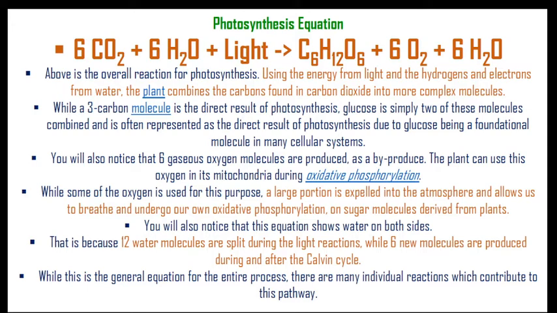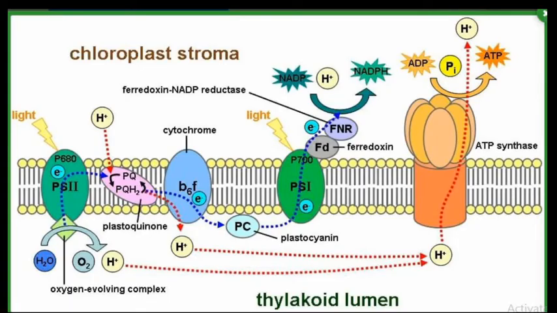The equation shows water on both sides. This is because 12 water molecules are spilled during the light reaction. How 12 water molecules? This is 6 into 2, that is 12 water molecules which are spilled during the light reaction, while 6 new molecules are produced during and after the Calvin cycle. While this is the general equation for the entire process, there are many individual reactions which contribute to this pathway. So one by one we will learn about them.